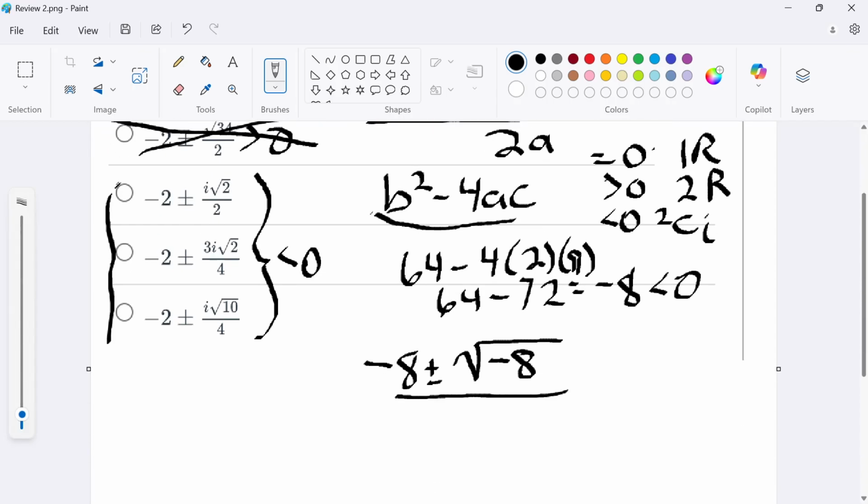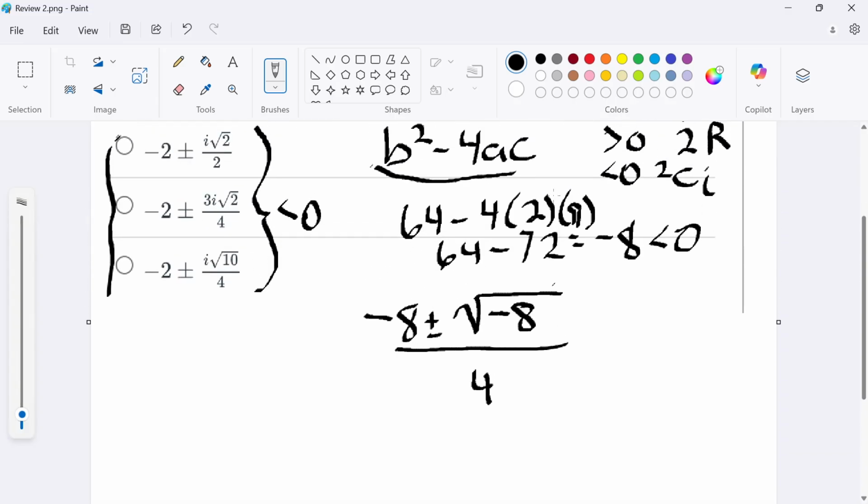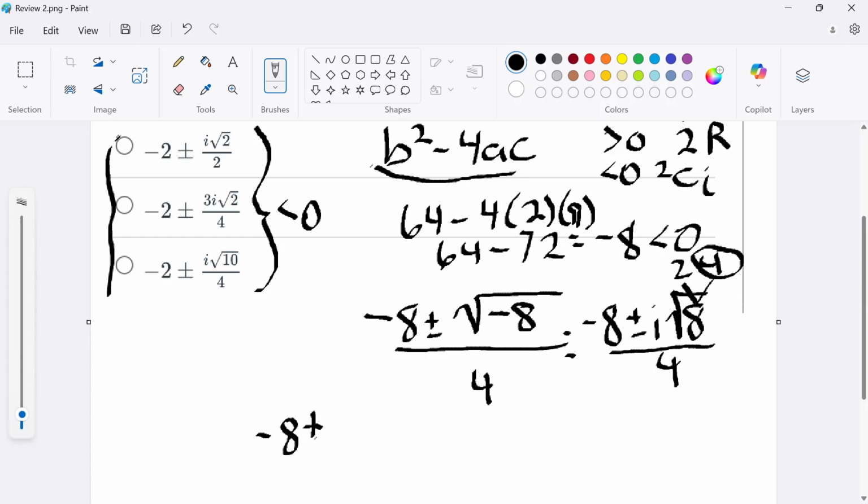Divide it by 2a. 2 times 2 is 4. Now, I have a negative number inside the square root, so I'm going to take out an i. Negative 8, the square root of negative 1 is i. Plus or minus i, square root of 8, over 4. 8 has factors of 2 and 4. I try to find perfect square factors. 4 is a perfect square, so I can take 2 out of the square root. And this is negative 8 plus or minus, the 2 came out, 2i, square root of 2 over 4.